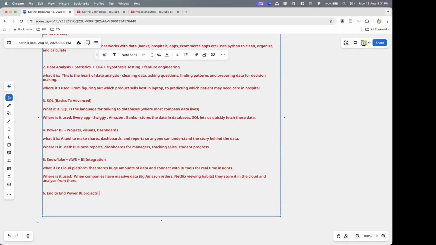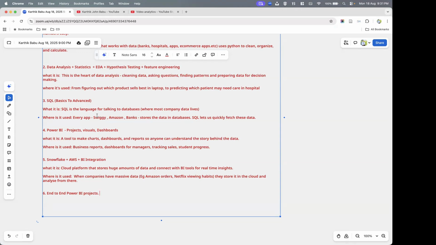For part two, we will have another project. For SQL, I have another project. Power BI has another project, and the fifth module also has another project. After finishing all these five modules with their respective projects, you will have the sixth project, which will connect all these topics and is complete end to end.